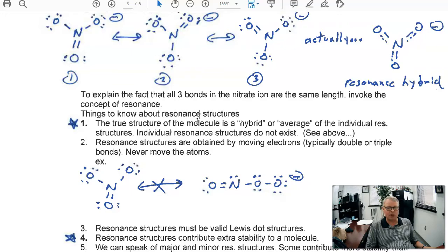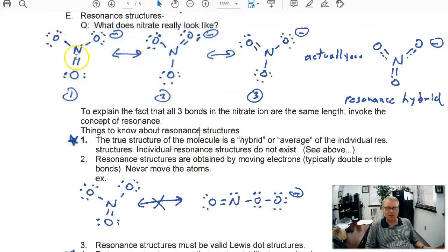So the first one here is the true structure of the molecule is a hybrid, or an average of the individual resonance structures. Individual resonance structures don't exist. All right? So in other words, if I can draw 3 resonance structures here for this nitrate polyatomic ion, nitrate doesn't look like this, it doesn't look like this, and it doesn't look like this, but it actually looks like kind of an average of them. Okay, and that's what this is over here. This is something called a resonance hybrid.